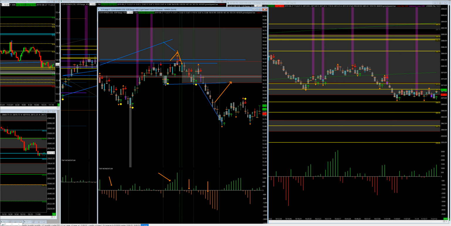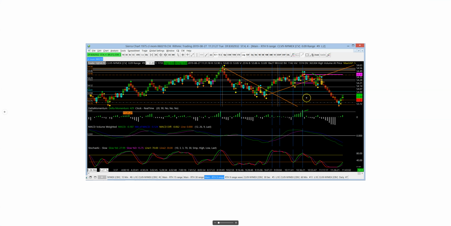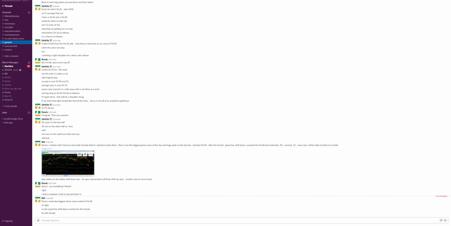Now I want to cover what Bill pointed out over here real quick. Bill said, Simon, yesterday's biggest down wave ended 540, so the speed bar shift down worked for the fractal. Okay, and then the other thing he's pointing out, so this is Bill's work. He's one of the members in the room. And he's showing the fractal trend line. He obviously had the biggest wave down marked off, and what he's seen is that fractal shift down right there was what he started working off the head, and what I was simply working was, I guess all of this is 54.30. So let me read what he wrote exactly to us, how he handled the trade.